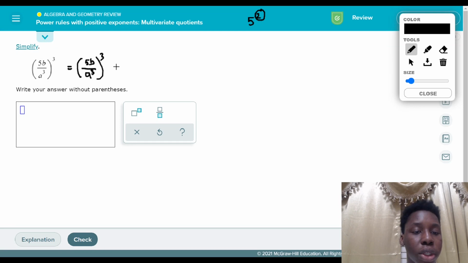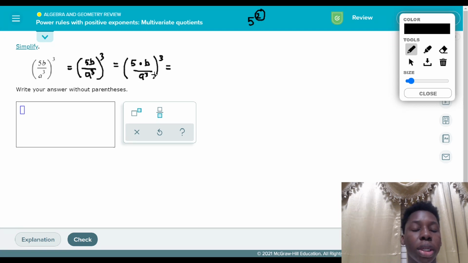What I mean by separating them is, instead of 5b, I'll say 5 times b, because 5 times b is the same thing as 5b, but in this case I'm treating them separately. And this is over a cubed, because there's no number or letter attached to a, so we're good there. And this is all raised to the power of 3.